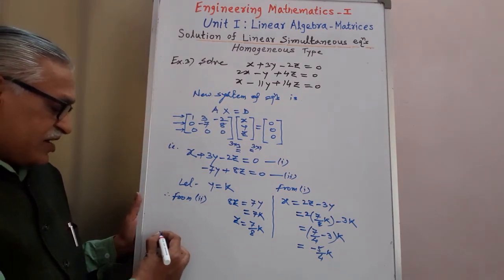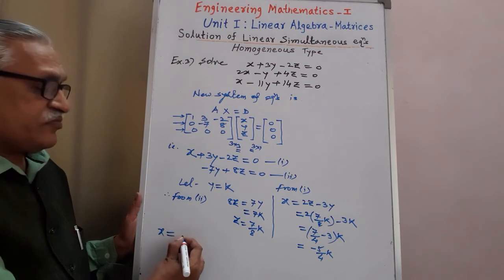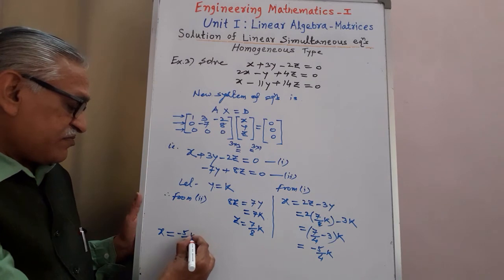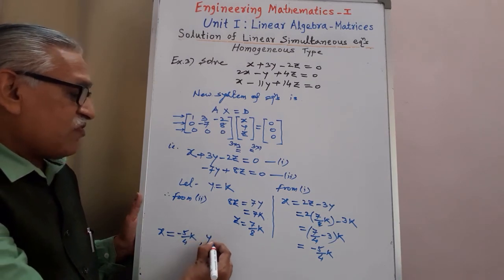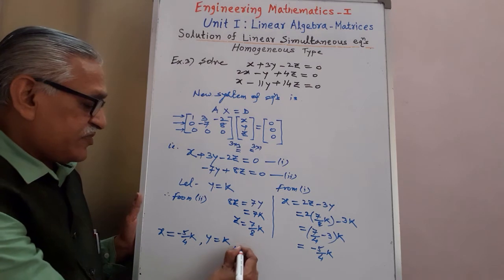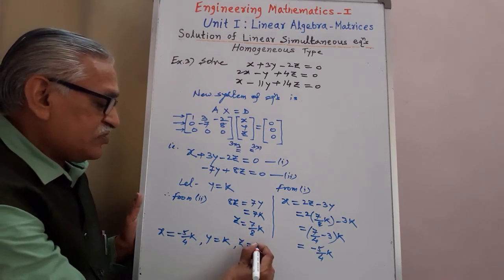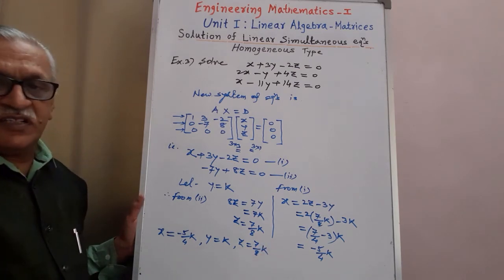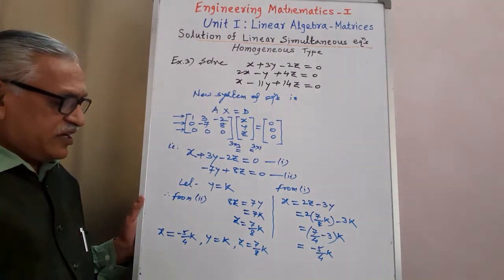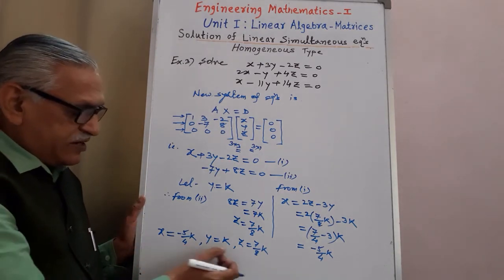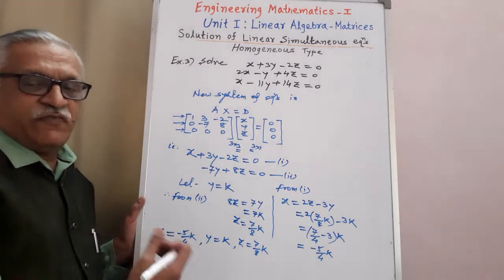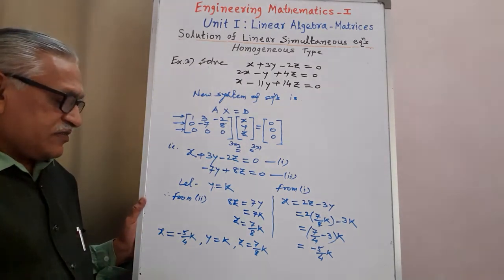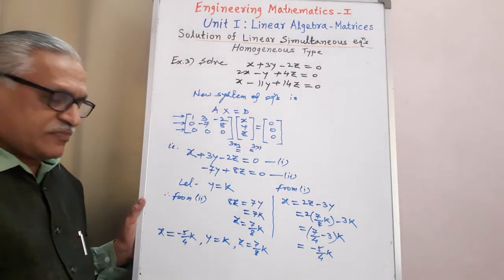and therefore the required solution is x is equals to minus 5 by 4 times k, y is equals to k, and z is equals to 7 by 8 times k. This is the required infinite number of solutions. Infinite in the sense we may take infinite values for k. K is equals to 1, 2, 3 like this, or k equals minus 1, minus 2, minus 3.